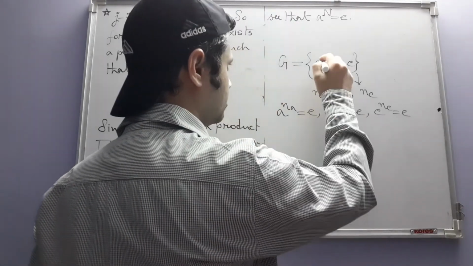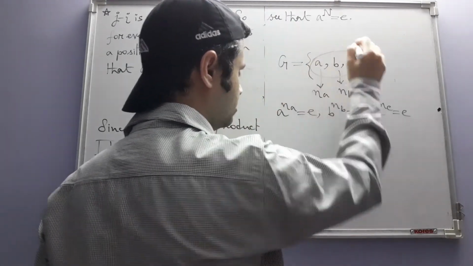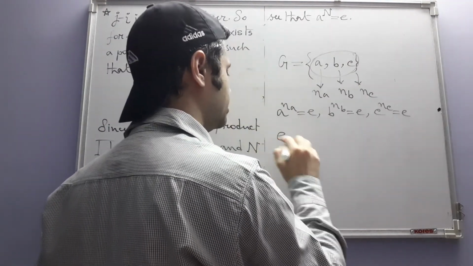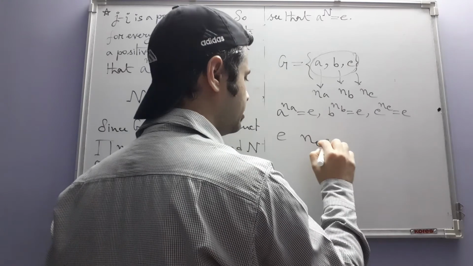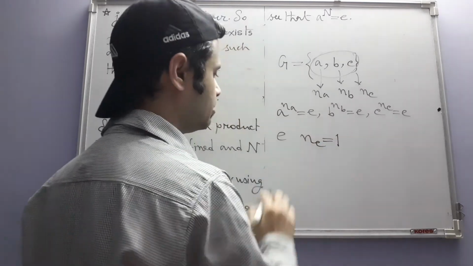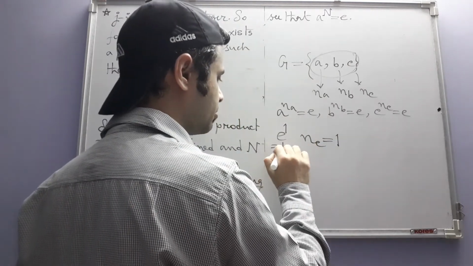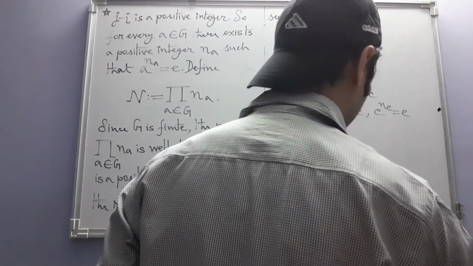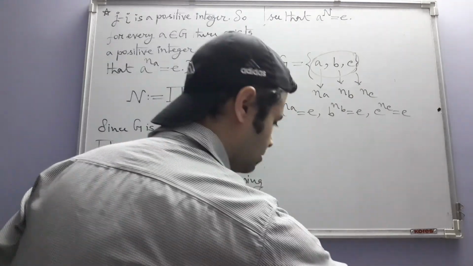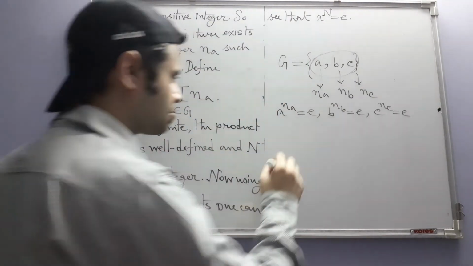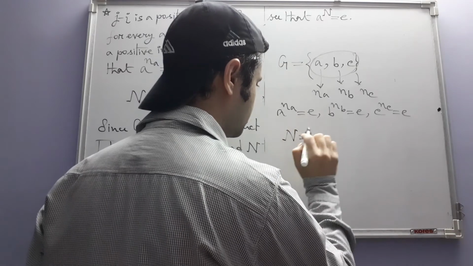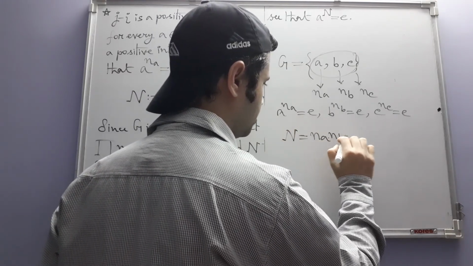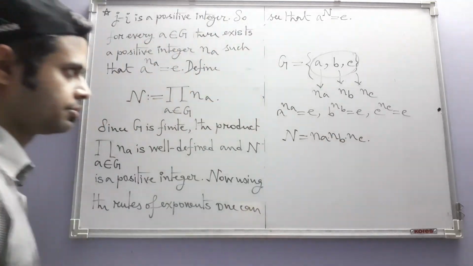In fact, among these three, one of them will be the identity. For that identity, ne can actually be taken as 1 because e to the power 1 is equal to e. Now according to our solution, what is capital N in this case? Capital N is the product of these integers na into nb into nc.